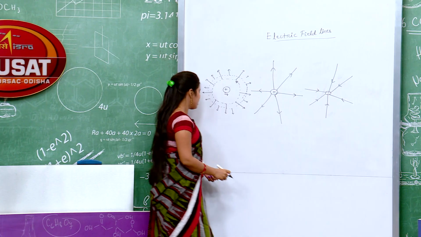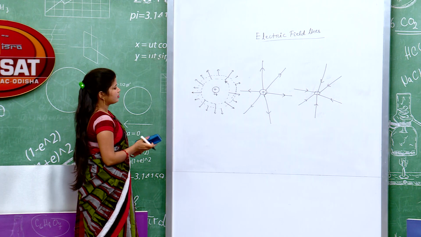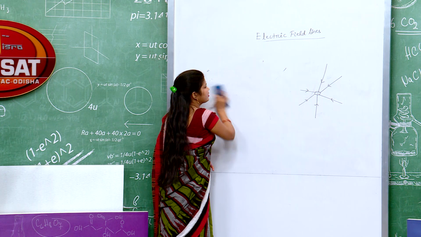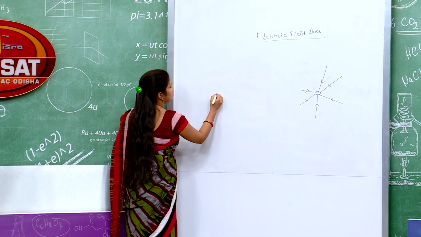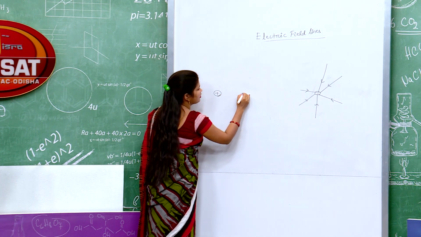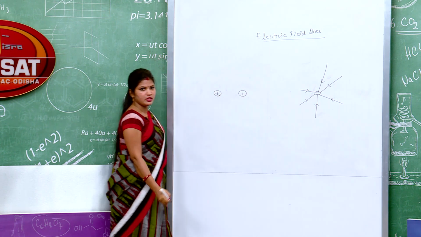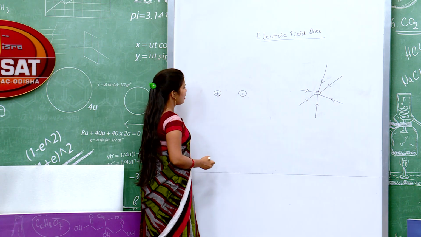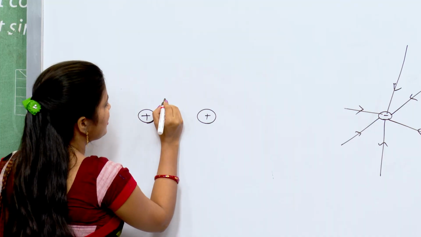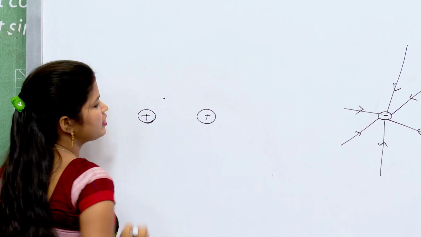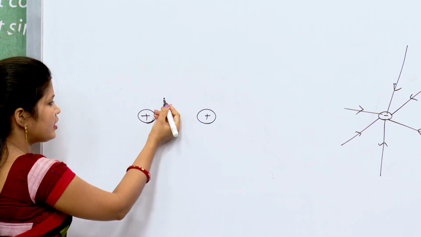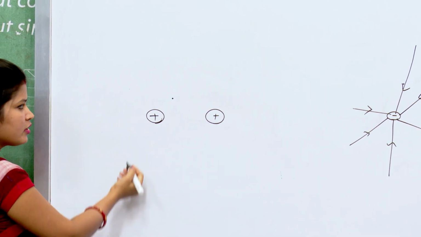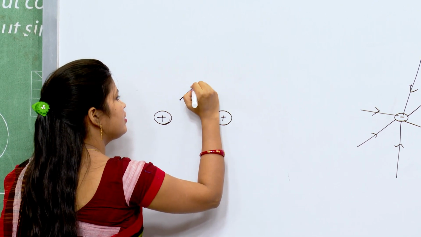Okay. Now, we will see in case of two like charges, that is when two like charges are present, then what will be the electric field lines? See how they are drawn. Place a test charge here, imagine a test charge here, and this test charge will experience force of repulsion due to first positive source charge, that is in this direction.